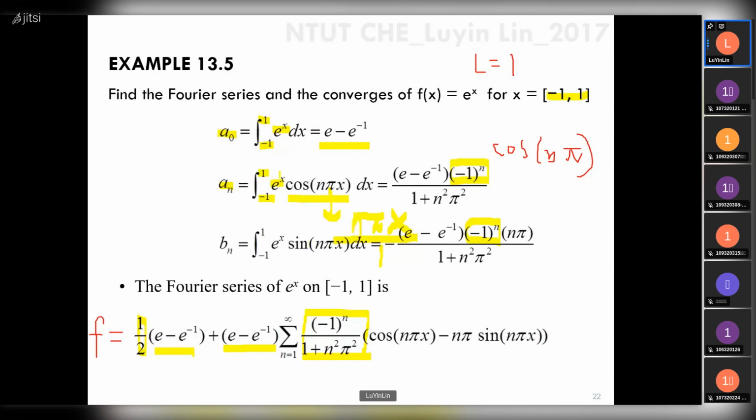The integral of exponential times cosine and the integral of exponential times sine are difficult, so please try to solve this by yourself and check if the answers are the same as shown here.